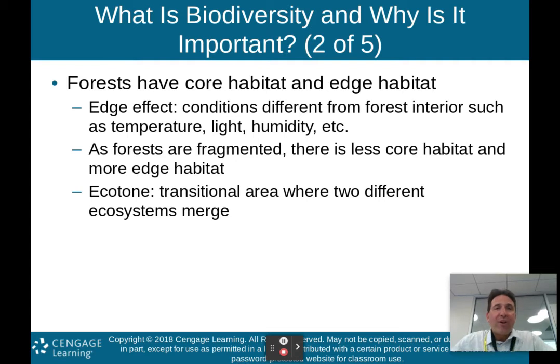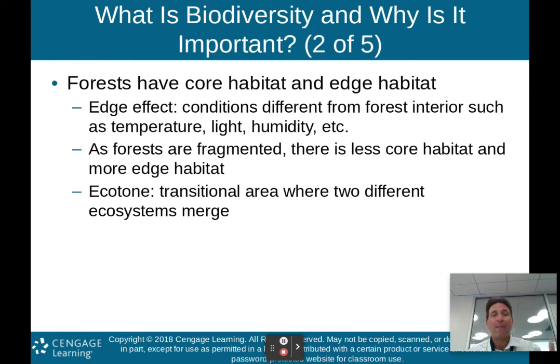All right, so forests have core habitats and edge habitats. So again, we're talking about this biodiversity and why it's important. The edge effect refers to conditions different from the forest interior, such as temperature, light, humidity, etc. So you can almost think about forest around here, right? In the middle of a forest, you're going to have a different type of conditions than you will at the edge of a forest, right? At the edge of the forest, you may have more light, you may have more wind affecting that, while in the middle of the forest, maybe it's darker because the trees, the canopies block out the light. Maybe you're not getting a lot of wind. You know, the conditions are going to be different.